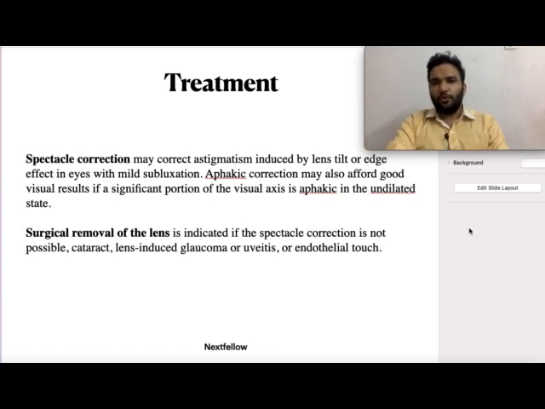As I already told you, that's how we do ICCE, intracapsular cataract extraction. I showed you the picture there.